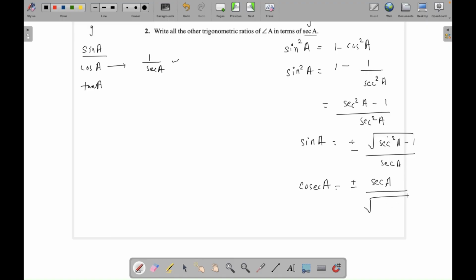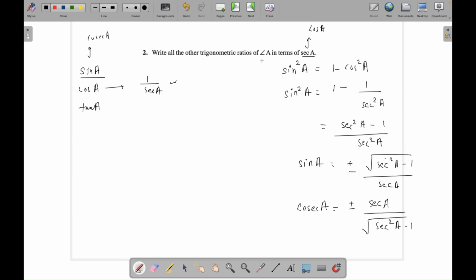Any doubt? So it is root over sec square A minus 1. So sin A is done. We have done cos A already, 1 upon sec A. Now we are left with tan A and sec A. Again, there is a relationship directly between tan A and sec A. So tan square A is equal to sec square A minus 1, because sec square A minus tan square A is equal to 1. So we can just interchange the terms to get this relation.